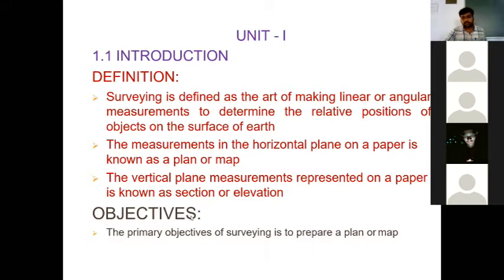And coming to the objectives. So the main purpose of surveying is to prepare a plan or a map. Prepare a plan or a map. So this is the main importance of this survey.